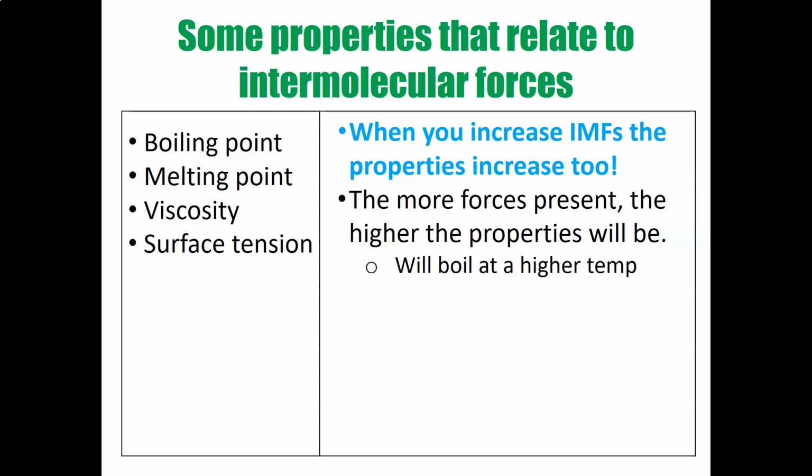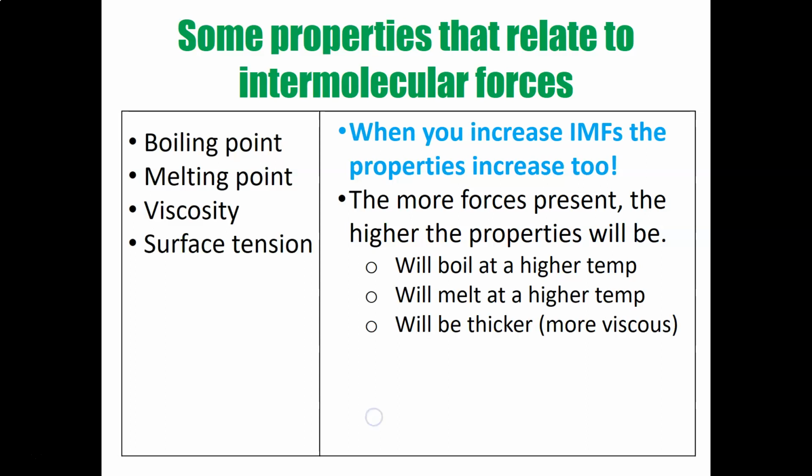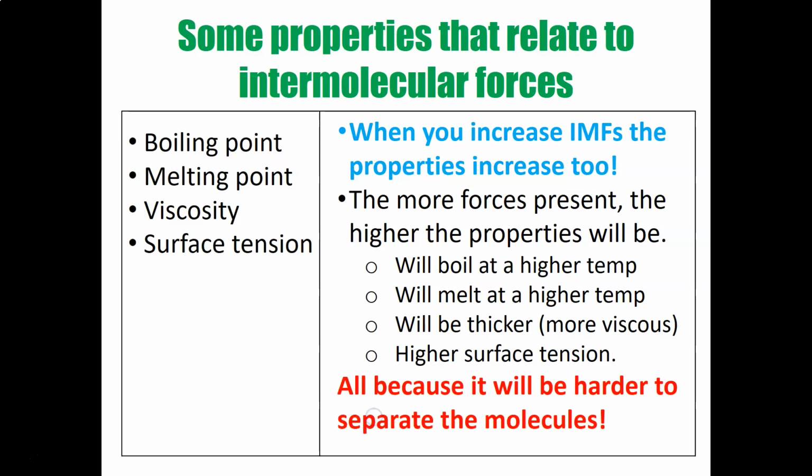So kind of like I said before, we'll boil at a higher temp, we'll melt at a higher temp, it'll be thicker, it'll have more surface tension. And this is all because it's harder to separate the molecules away from each other. They do not want to be pulled away from each other. So you have to put more energy in to make that happen.